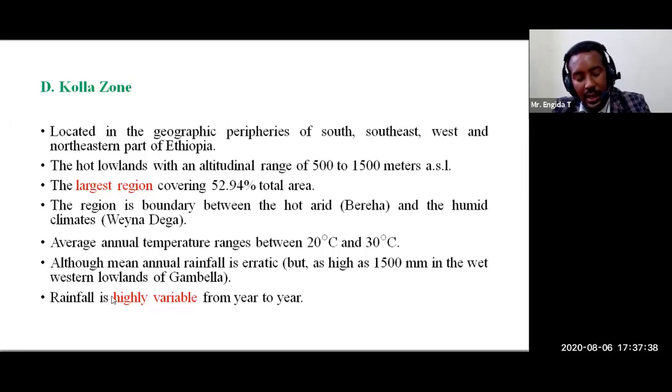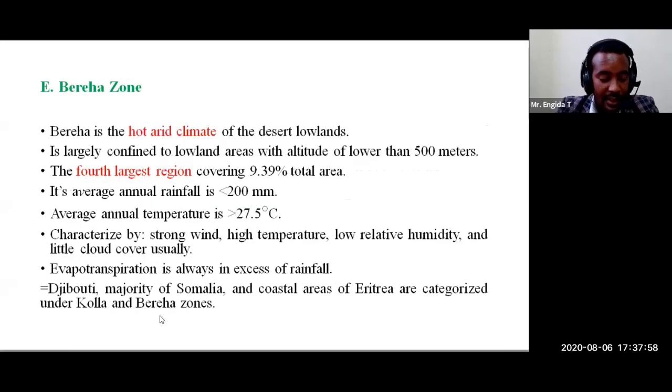Rainfall is highly variable in this region. Okay. Rainfall variability is high. Okay. As temperature increases, as altitude decreases, you can imagine the rainfall variability. The Kola region receives a smaller amount of rainfall as compared to Daga, Daga and Wurch.